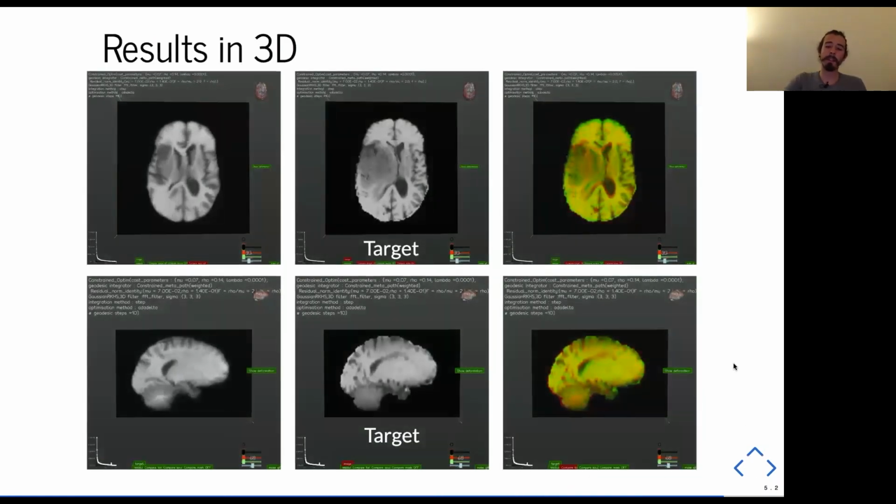Since the paper submission, we made the algorithm work in 3D. Here you can see one visualization in the tool that I have built. We have a quite good registration with the mask growing, and you see the image evolving, the target image, and the comparison of the target with the images.